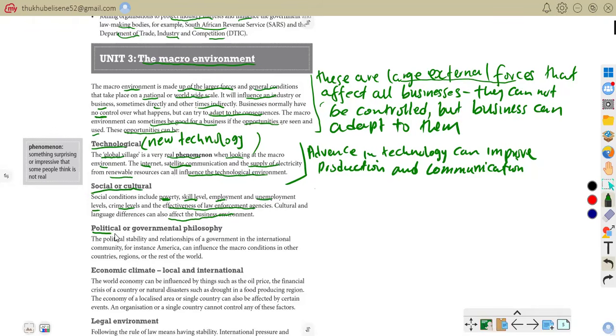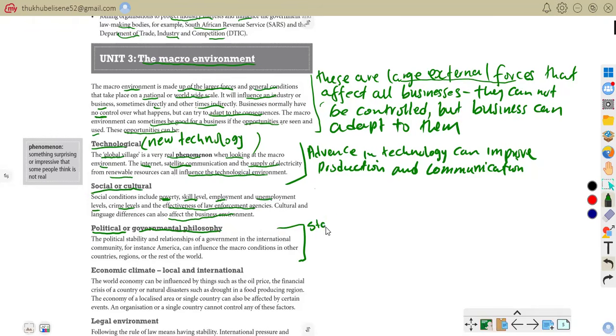Also we have political or governmental philosophy. Here we're talking about the political factor, government policies or political stability. So stable governments and supportive policies create a good business environment, while instability can disrupt operations. That is what we are trying to say.